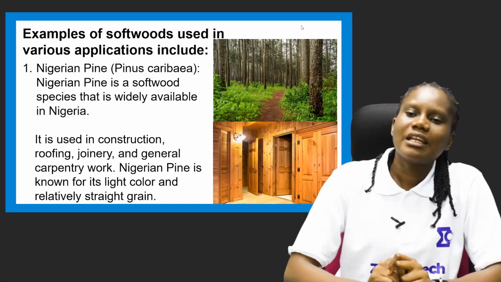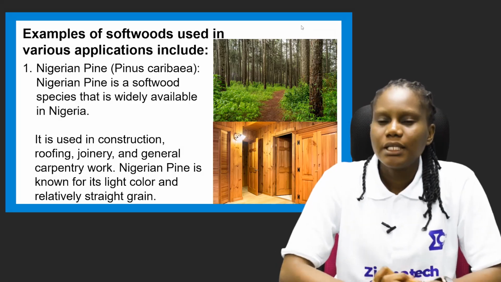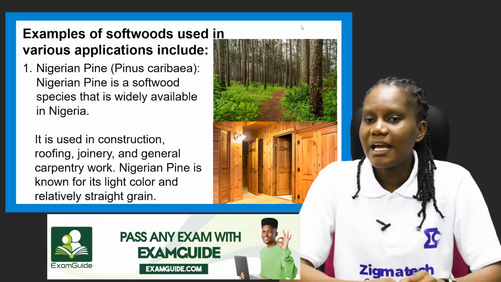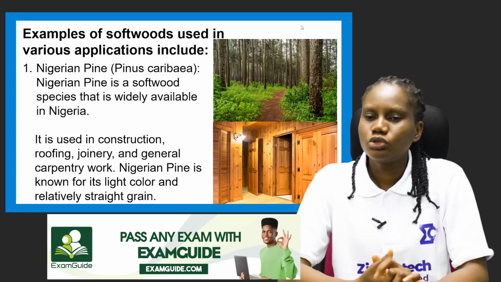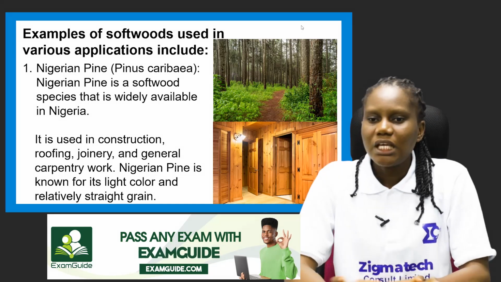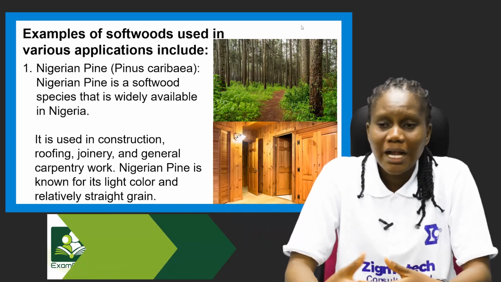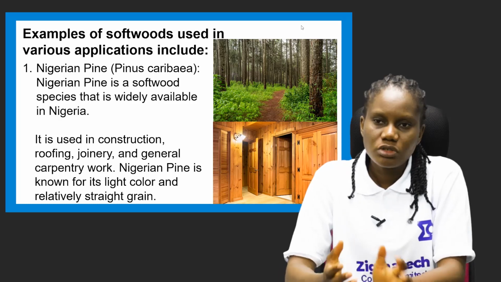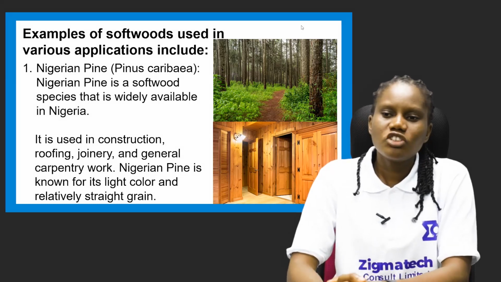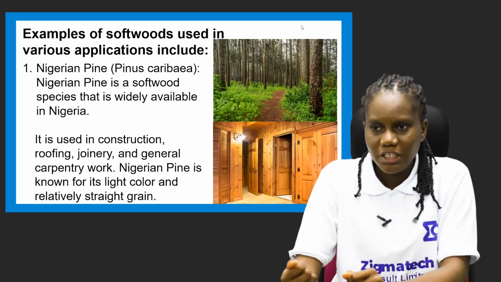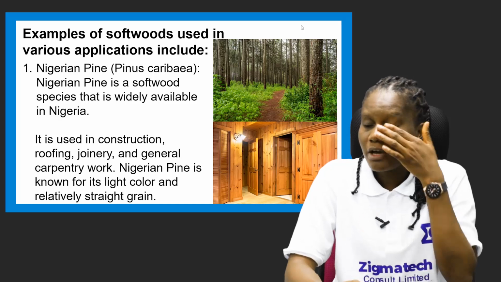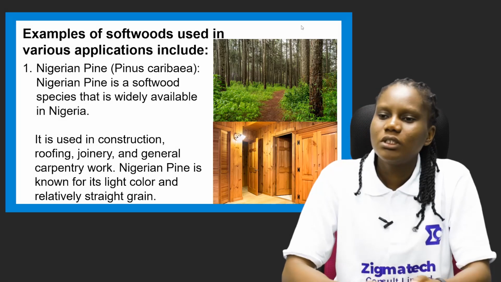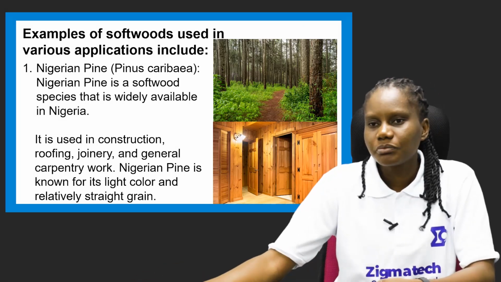So number one includes Nigerian pine. Nigerian pine is a softwood species that is widely available in Nigeria, and it is used in construction, in roofing, and general carpentry work. Most of this wood that you see in the carpentry workshop is from pine. They are pine trees. Nigerian pine is known for its light color. If you see the picture there, the second picture where you have your wooden dolls, they are made from pine, and it's light in color and relatively straight grain.